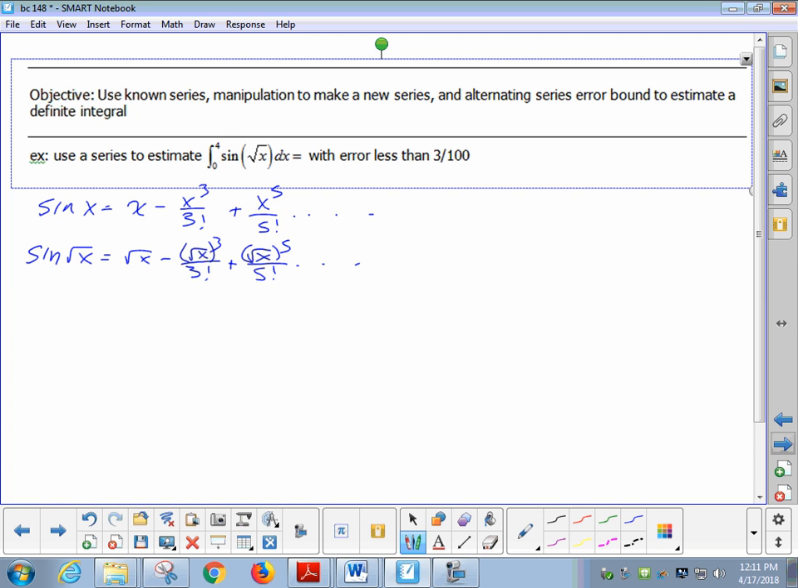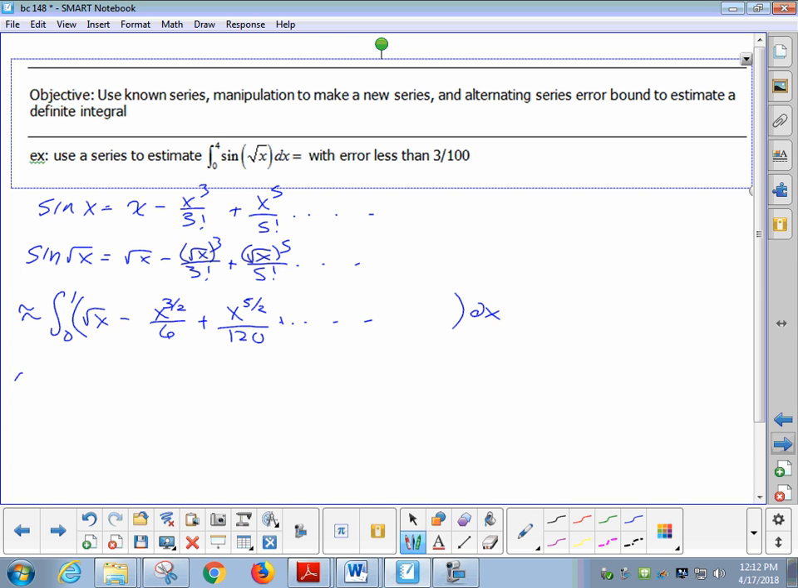I want to then get a series of, instead of the integral of the function, I'm going to use an integral of the series. This would be, or can be, approximated by the integral from 0 to 1 of root x minus, to use the power rule, let's call it x to the 3 halves over, what, 6, plus x to the 5 halves over, what's 5 factorial, people? 120, and so on. Maybe I'll need to know more, not sure.